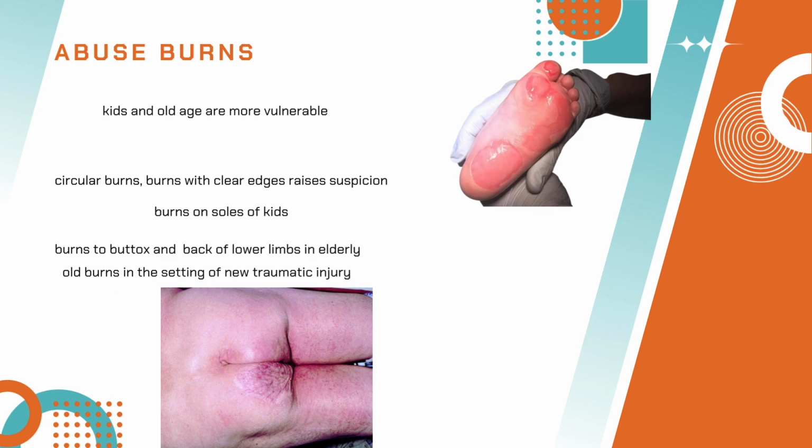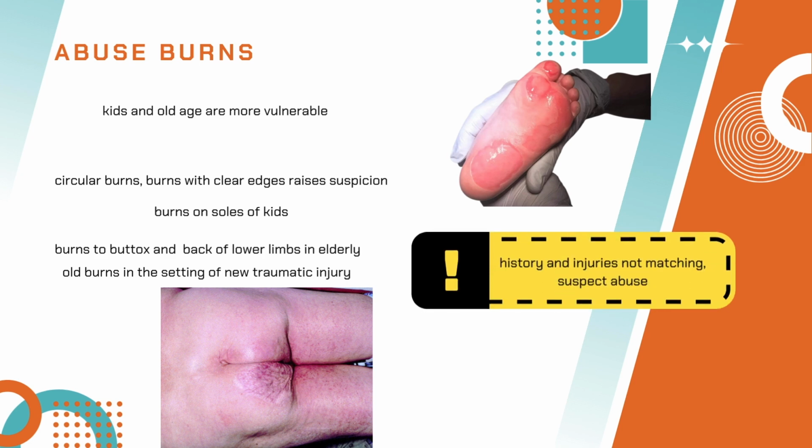And old burns in the setting of a new traumatic injury, that means different kinds of trauma happening at different times, will raise a suspicion. Most of all, if the history and injuries are not matching, then suspect abuse. Documentation of the same, reporting it as a medico-legal case and informing the child protective authority will be the actions to be taken in abusive burns, apart from the regular evaluation and treatment of the patient.